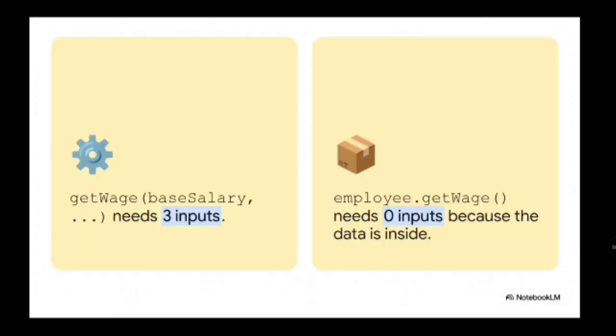Let me show you why this is so awesome in practice. So, the old procedural way, you might have a function called getWage. And to make it work, you have to pass in 3 separate pieces of data: the base salary, the overtime hours, and the rate. But with OOP, in our object-oriented way, the getWage method needs 0 inputs. Why? Because the base salary, overtime, and rate are already bundled right inside that employee object. The data it needs is already there with it.